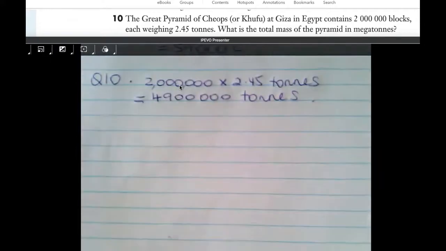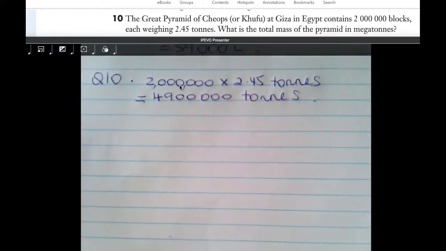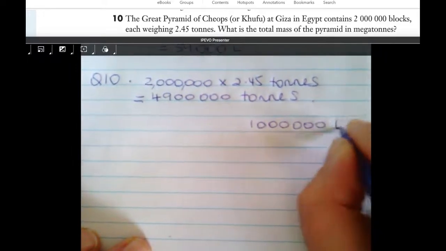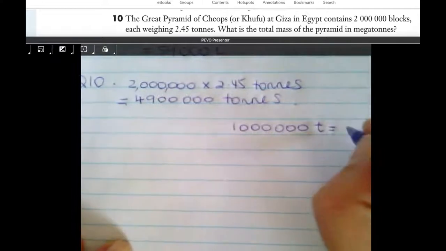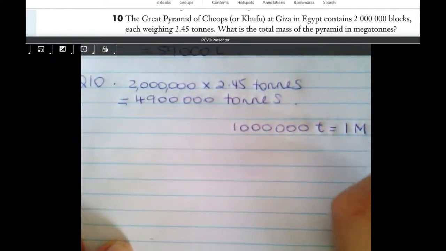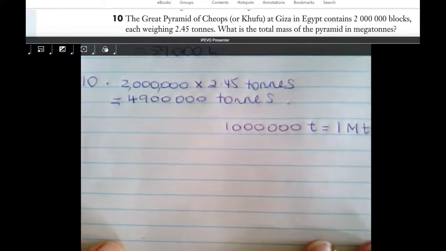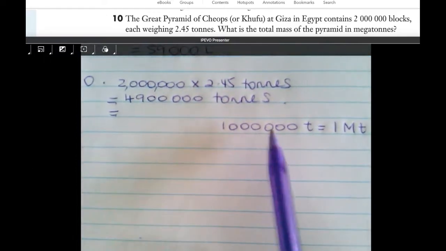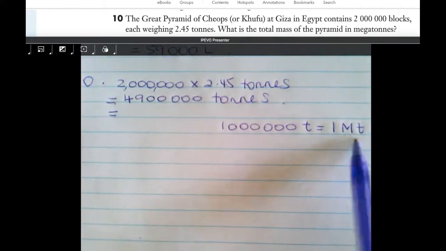4,900,000 tonnes. Now the question is megatons. Mega, big. Bigger than kilos. What's the mega? Mega millions. Total mass in megatons. 1 million tonnes, that's the symbol for tonnes, T, is 1 mega. The symbol for mega is capital M. So 1 million tonnes is 1 megaton. If you want to convert that to megatons, you're going to have more or less megatons than tonnes. So you divide by 1 million.